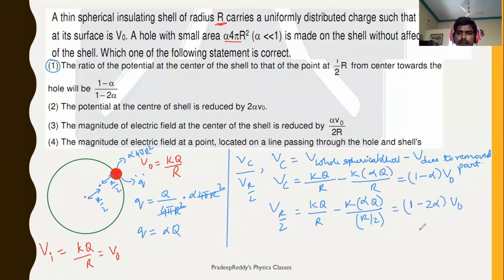Taking the ratio of these two, VC divided by V at R by 2 is equal to 1 minus alpha divided by 1 minus 2 alpha. Therefore, the first option is exactly valid. It is 1 minus alpha divided by 1 minus 2 alpha. Option 1 is correct.